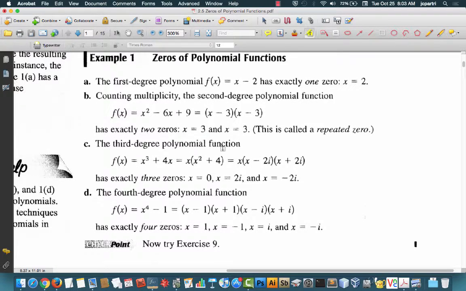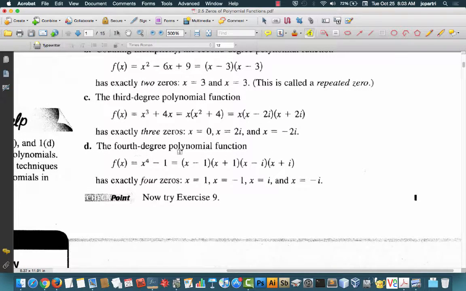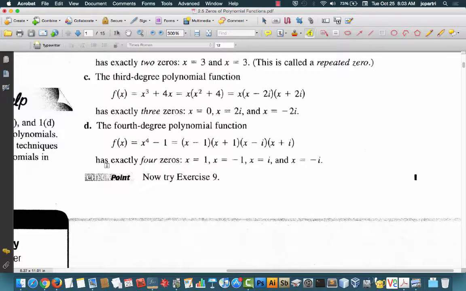The third degree polynomial function, x cubed plus 4x, can be broken up into x times x squared plus 4, which can be broken up again into x times x minus 2i times x plus 2i. And so this function has exactly three zeros: 0, 2i, and negative 2i. The fourth degree polynomial, x to the fourth minus 1, can be broken up into x minus 1 times x plus 1 times x minus i times x plus i. And so this has exactly four zeros: 1, negative 1, i, and negative i.